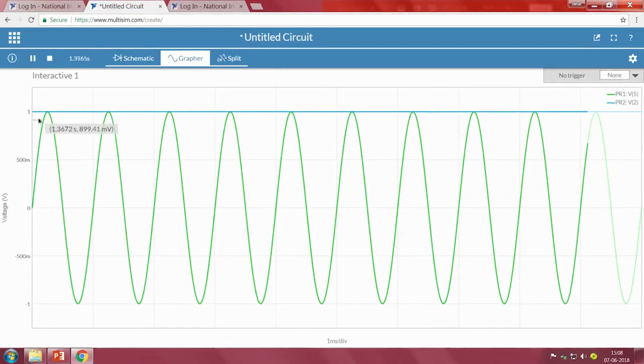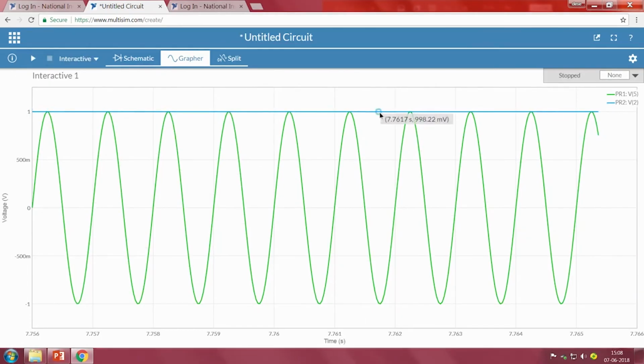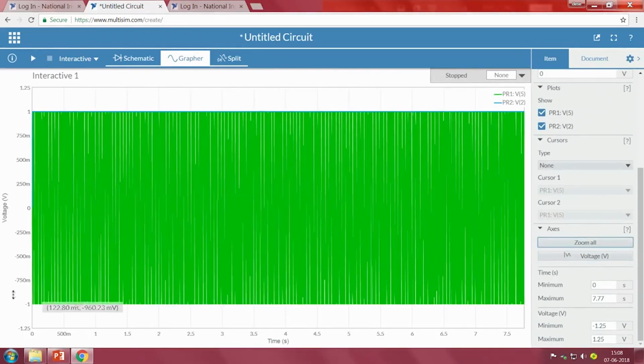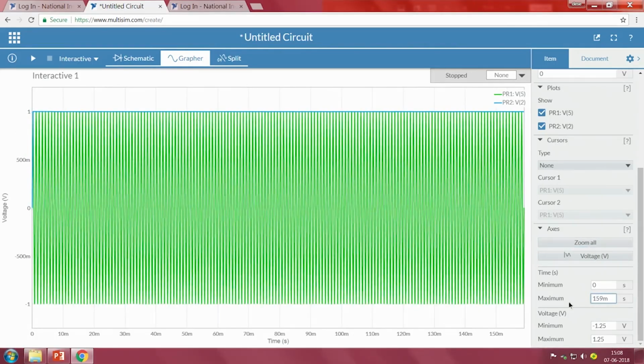See what we can see, the green is completely input, the blue is output, and the output is always showing as 1. Let me stop it. If it is showing the 1, how do we understand it? Now, if I zoom completely, zoom all, and zoom only to this particular portion somewhere around 159 milliseconds, and even to 10 milliseconds I will zoom.